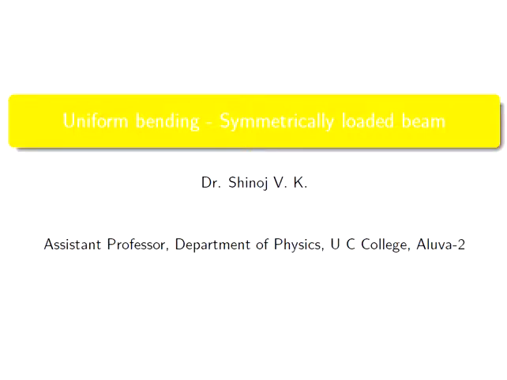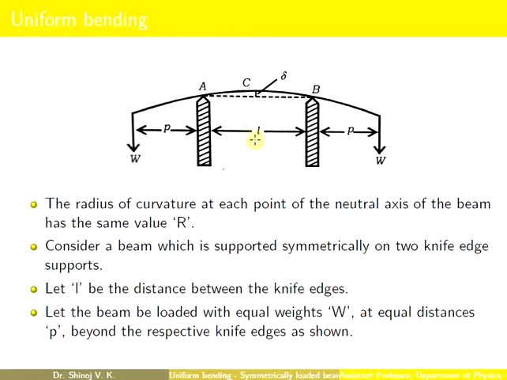Hello everyone, welcome back to our lecture on elasticity, and today we are going to discuss uniform bending. A symmetrically loaded beam is an example of uniform bending. As you see here, a beam which is loaded symmetrically at both ends and supported by two knife edges. So this is an example of uniform bending.